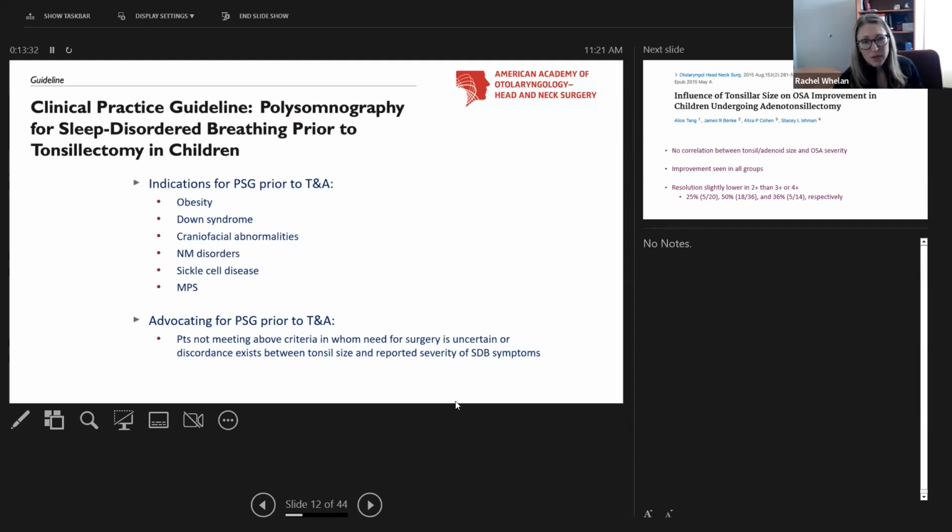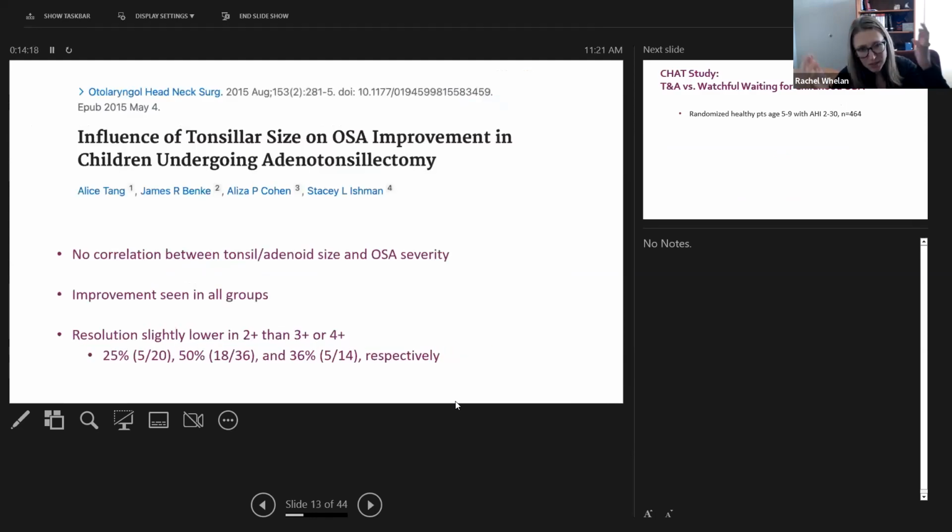All of these children, we have a pretty low threshold to always get a sleep study before surgery. Then the academy gives the option of advocating for a PSG, though it's not strictly indicated, any time the symptoms are of unclear severity or there's a discrepancy with tonsil size. Like I was saying, when you look back there and the whole oropharynx is filled with tonsil tissue, that patient is probably going to benefit from having the tonsils removed. If the tonsils are 1 or 2+, it's harder for us to get excited about that. But we'll touch on the data, which is a good segue here.